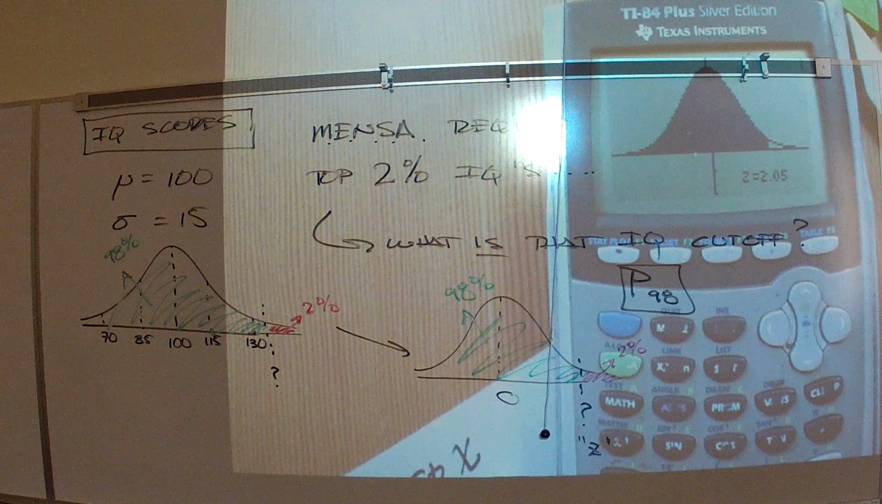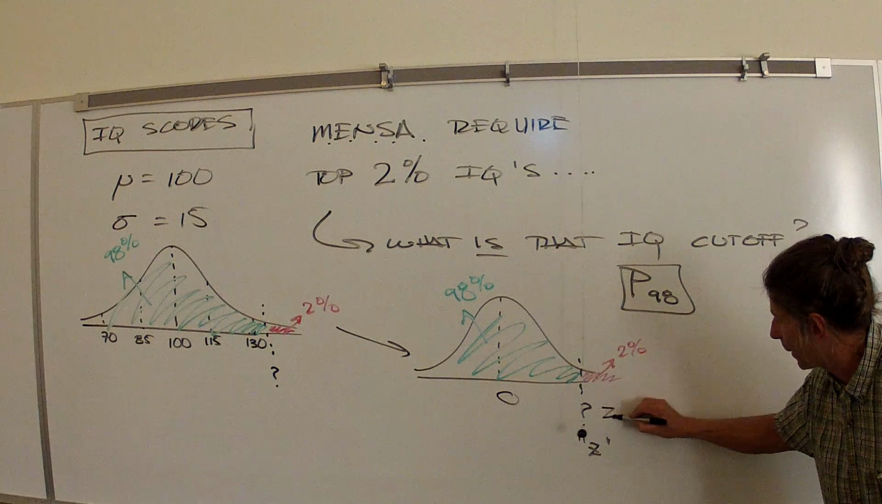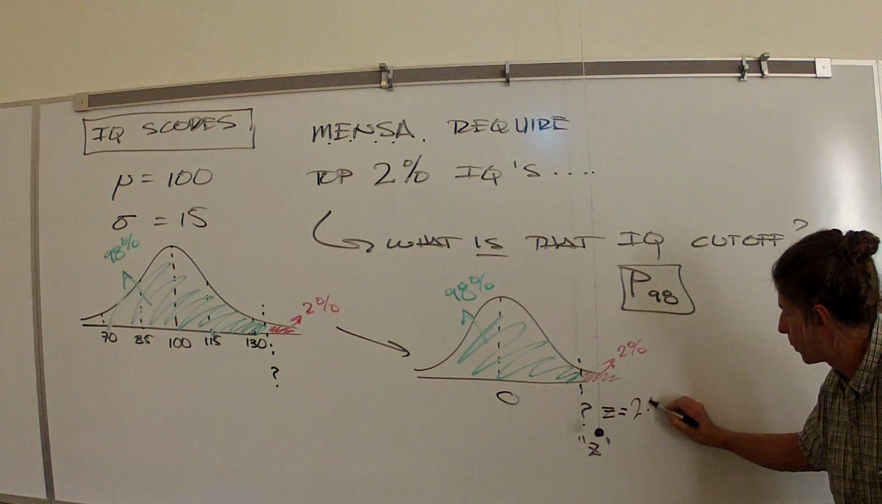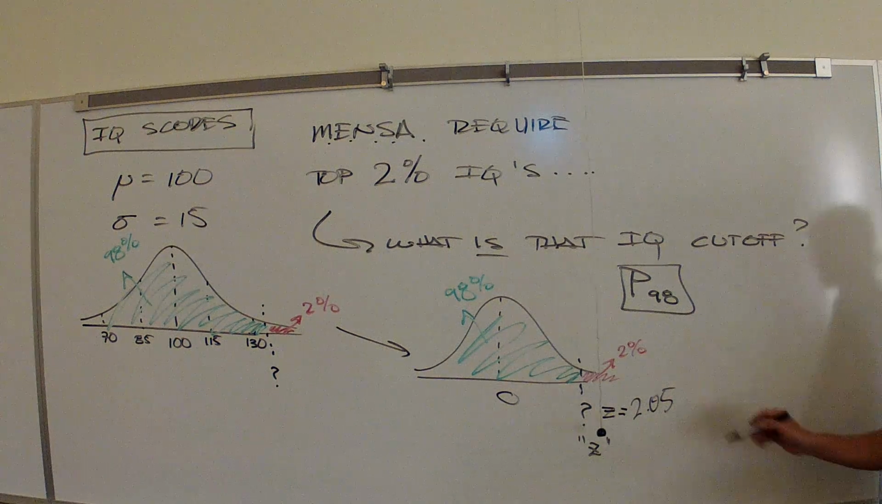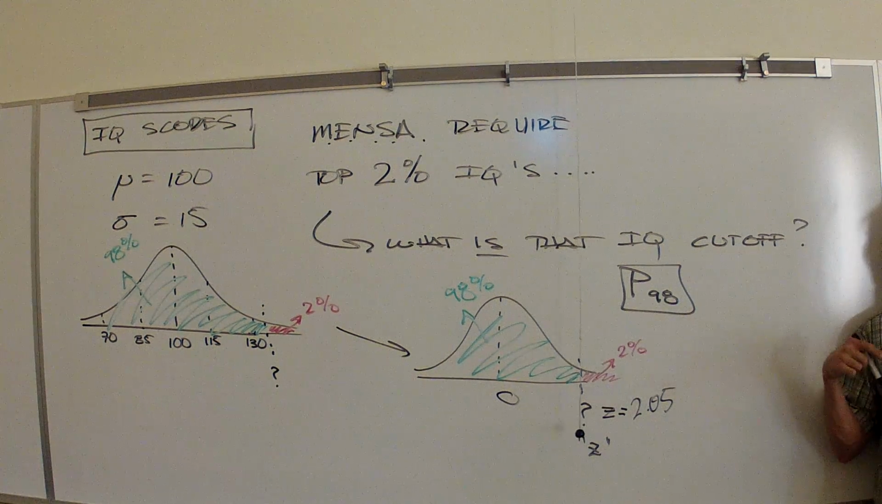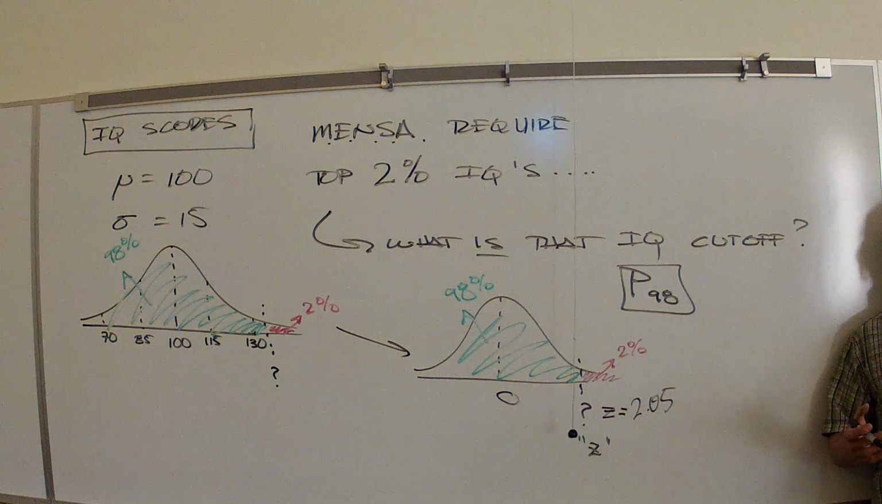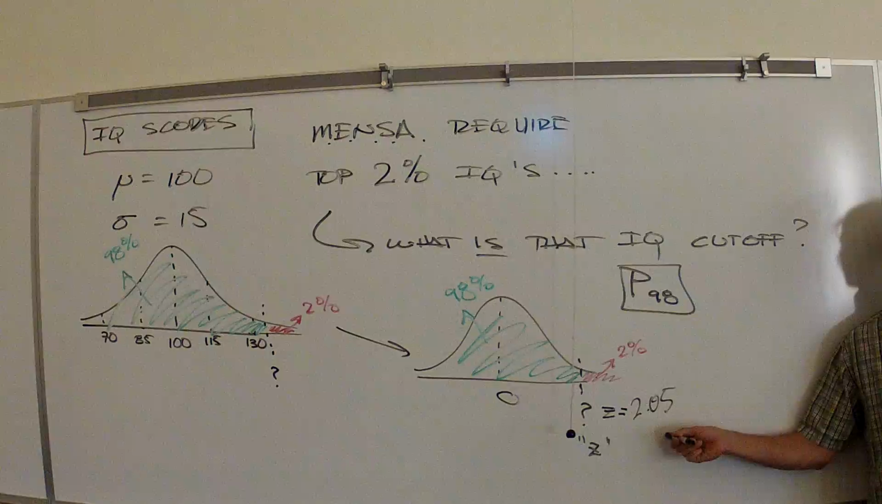So we now are done with the normal. That was all we needed them for, was to figure out that this z right here was 2.05 standard deviations. The problem is that doesn't tell me an IQ score. That just tells me in order to get into Mensa, you've got to be 2.05 standard deviations above normal. We have to turn that into a meaningful value. So what does that mean, 2.05 standard deviations above normal?